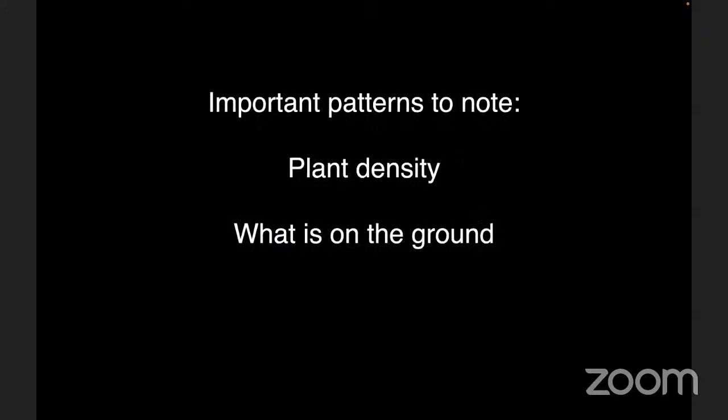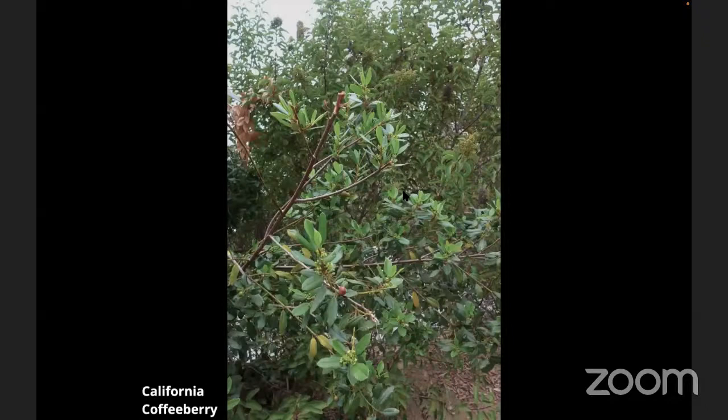So important patterns to note from this walk. Look at plant density, look at what's on the ground as well. So right when I started my walk, just getting into the trail area, right next to an asphalt road with reflected heat in the middle of August is one of my favorite plants for home gardens, California coffeeberry, amazing habitat plant. No irrigation at all, hasn't rained for many months, super drought. And look at that, lush, green, doesn't have the look that someone would typically think of as a native plant. Amazing plant, one of my favorites.